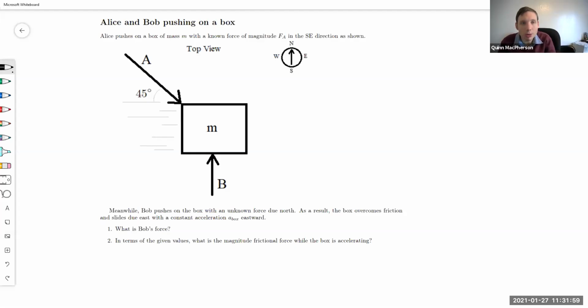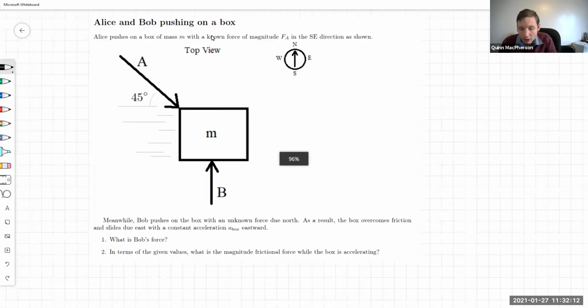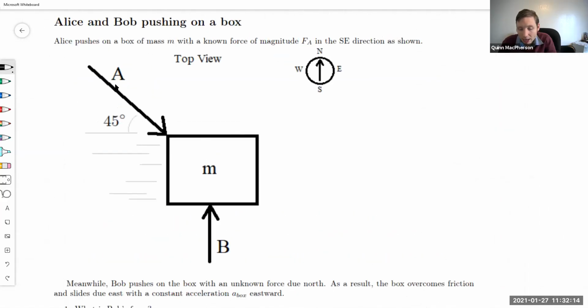Hello. In this video, I'm going to solve this problem about Alice and Bob pushing on a box. The problem states that Alice pushes on a box of mass M. This is Alice's force, labeled A, a known force Fa, the magnitude of Alice's force, in the southeast direction.